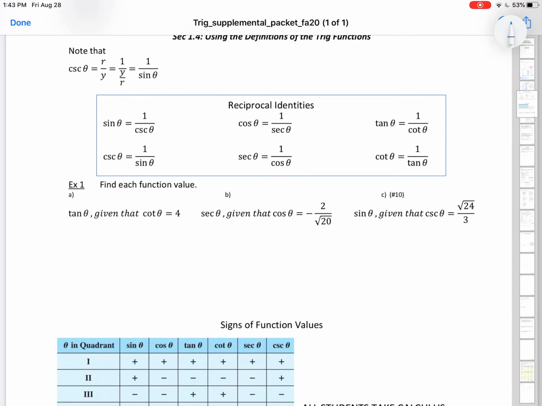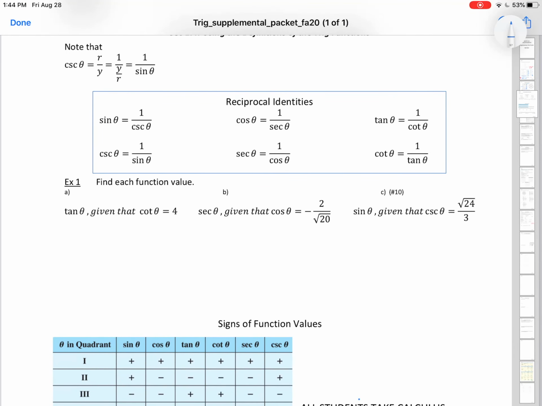So if we look at example 1, they just want really quick ideas out of this. Find tangent theta given that cotangent theta is 4. No problem. If cotangent theta is 4, tangent theta is just the flip of it, 1/4, and we're finished. It's really important, I haven't mentioned it yet, that you don't just write tangent. Tangent by itself means nothing. Any trig function by itself must be operating on an angle.